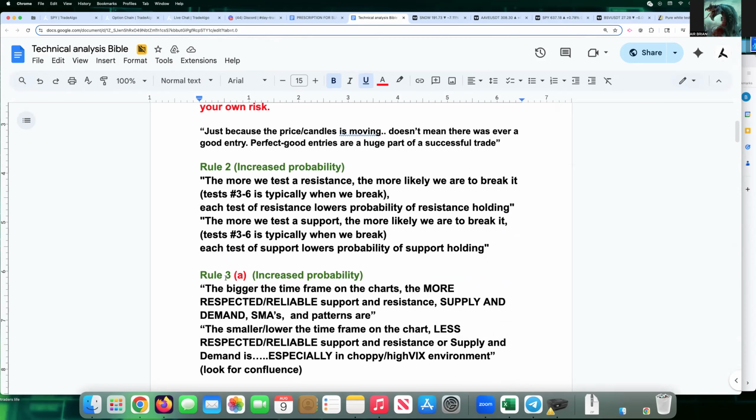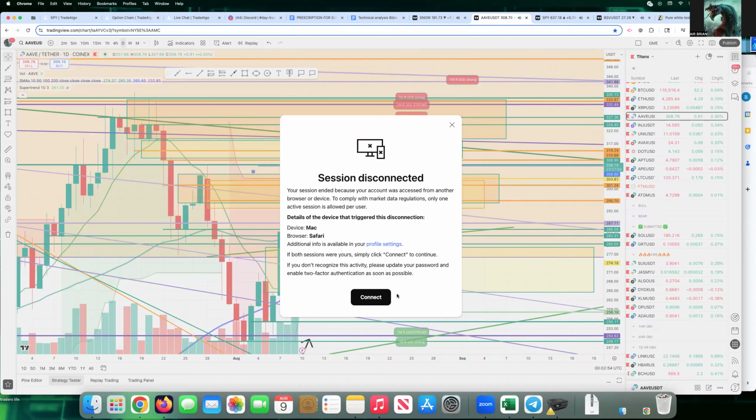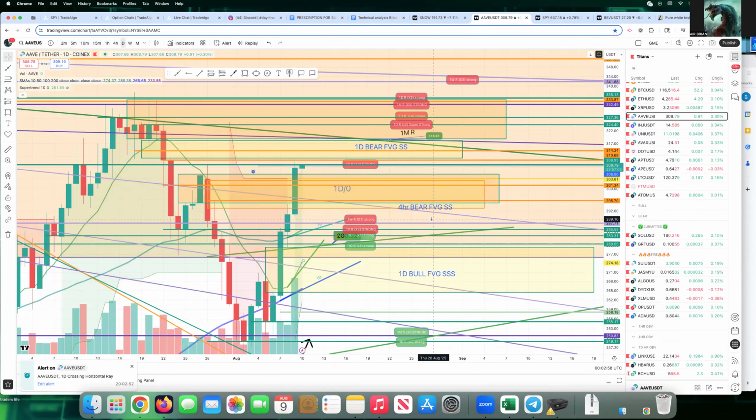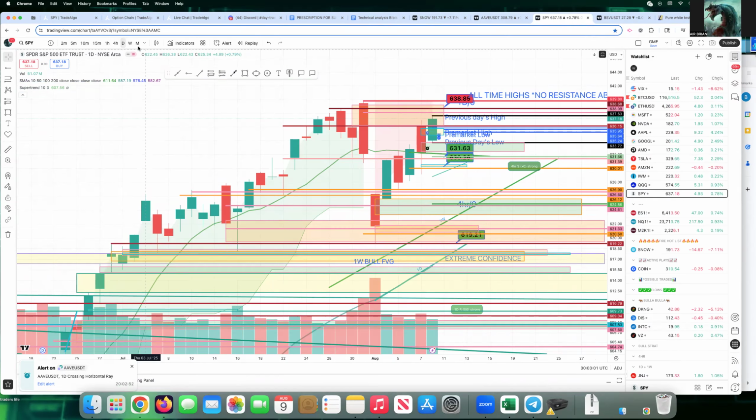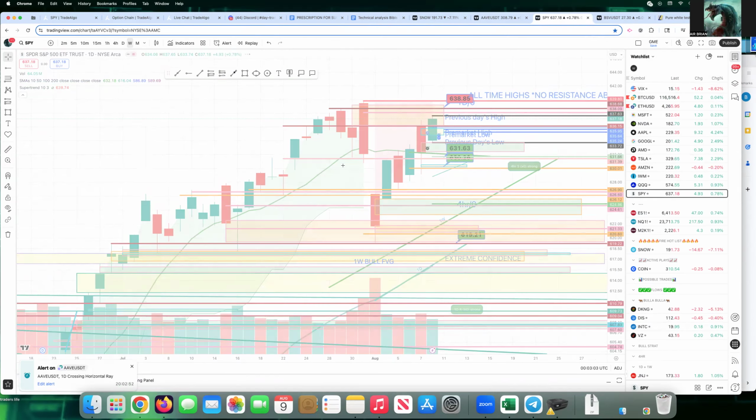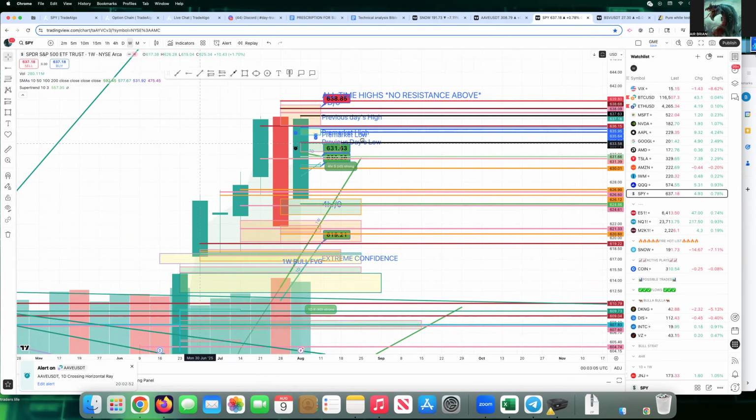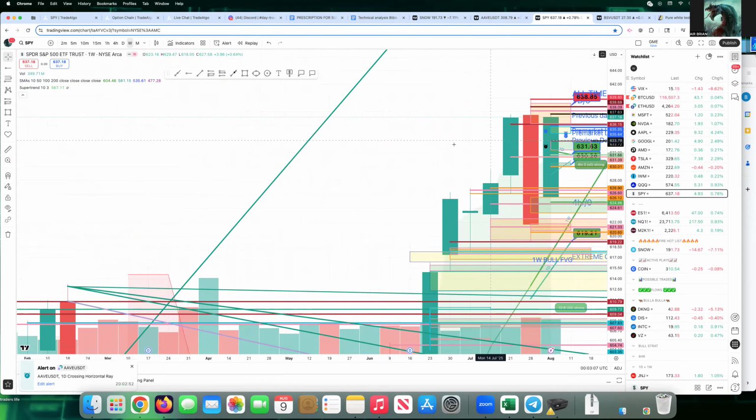Now, many of you guys know that the bigger the time frame in the charts, the more respected and reliable everything's going to be on your charts. Whether it's a line you drew or a VWAP or something like that, it's always going to be more respected on the daily than the 4 hour, on the weekly than the daily. So going back to SPY on the weekly time frame, I'm going to jump over the week, and we see here that it does look like it was a fake out, right?